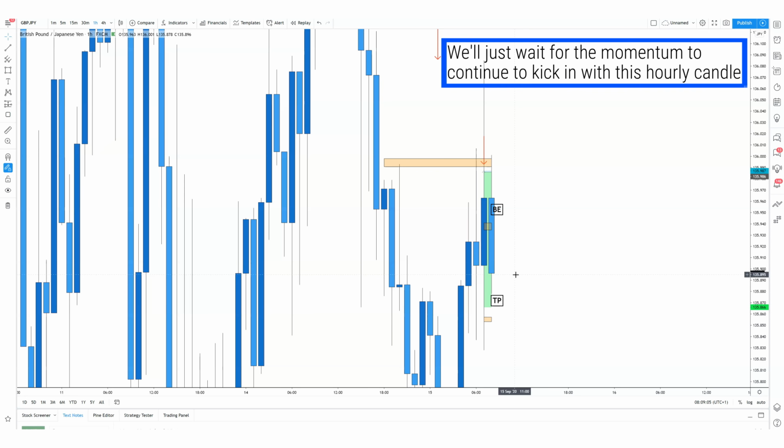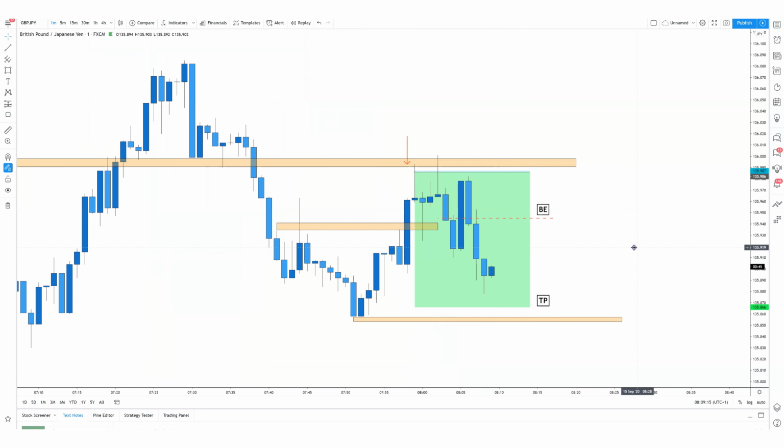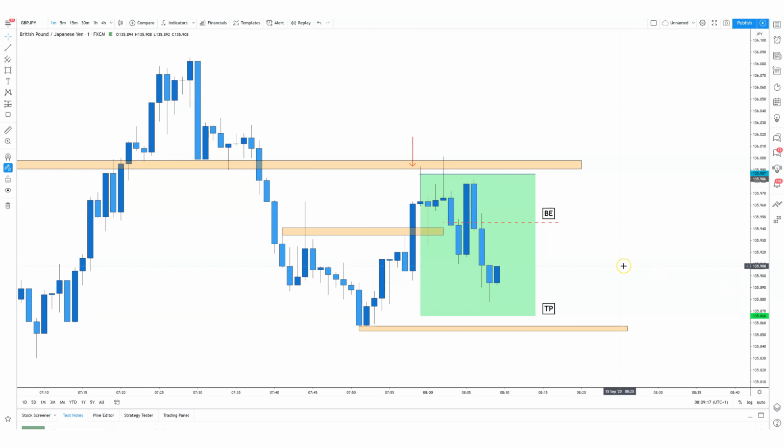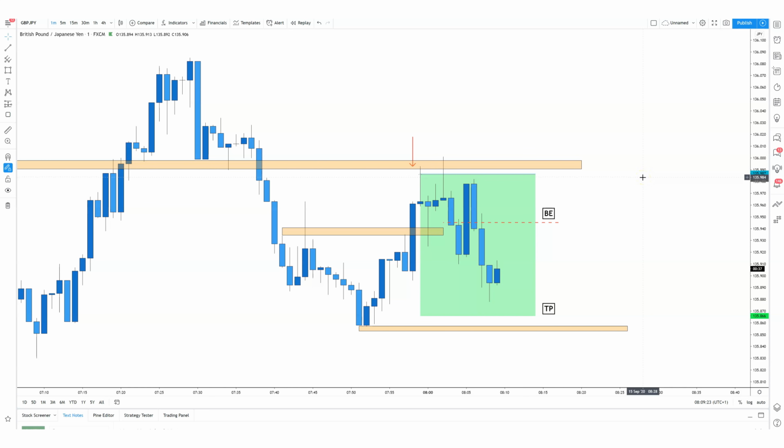So we'll just wait for the momentum to continue to kick in with this hourly candle, and then we'll go from there. At this moment in time, we can see it's reacting to some wick areas, but it is what it is. We'll just wait it out and see what happens on the 1 minute time frame. Don't fret, just wait patiently and let the market do what it's doing. You've got a risk-free trade, it's at break even, no sweat right now, okay?